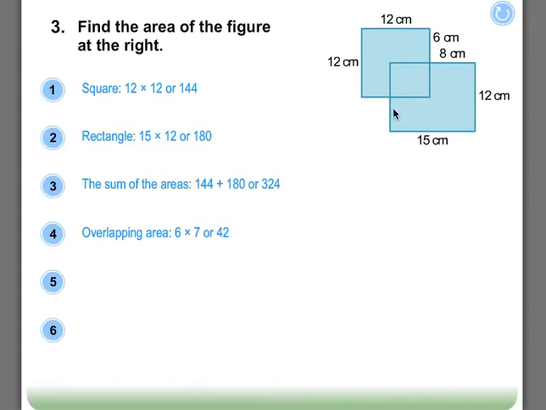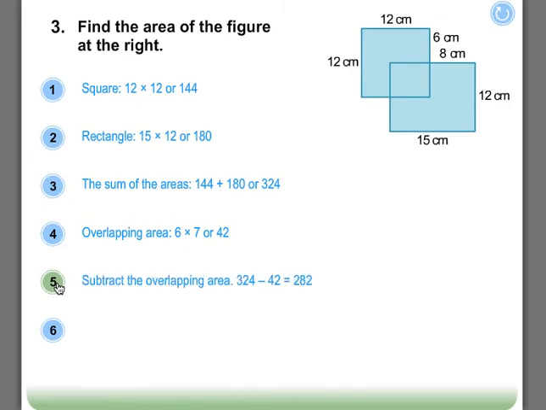Okay, so we see that this is 15 centimeters, and it tells us this part that's outside of it is 8 centimeters. So it means that this part inside is 7 centimeters. Right, because if we went all the way across from here to here, it'd be 15. But they already tell us from here to here is 8. And from here all the way down here is 12. But from here to here is 6. This part 7 and this part 6, so we get 42.